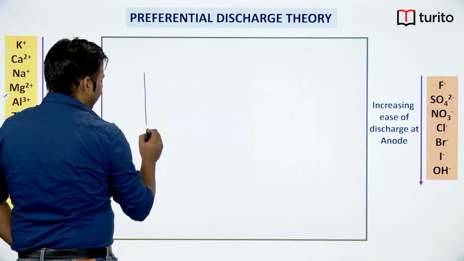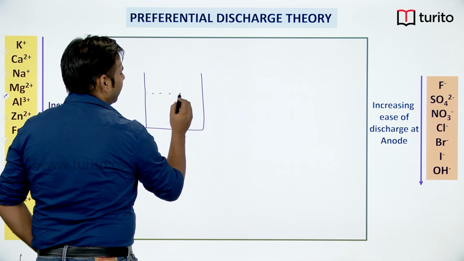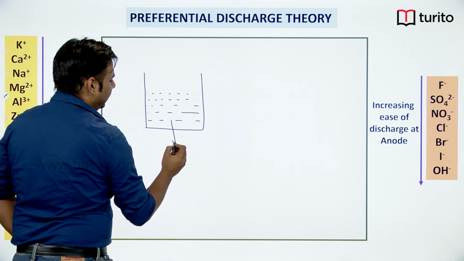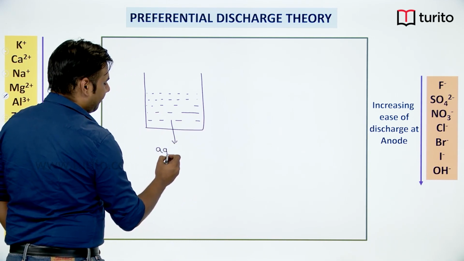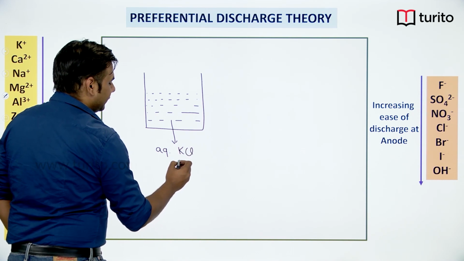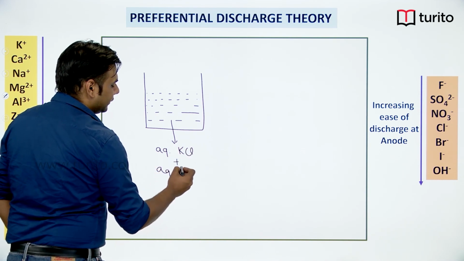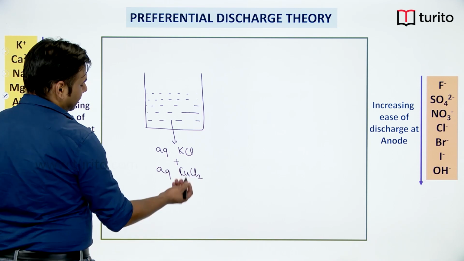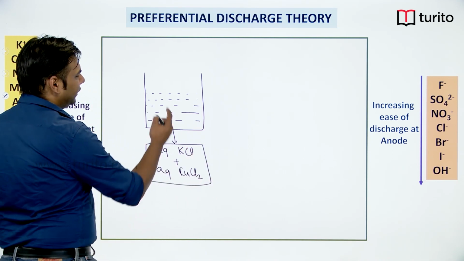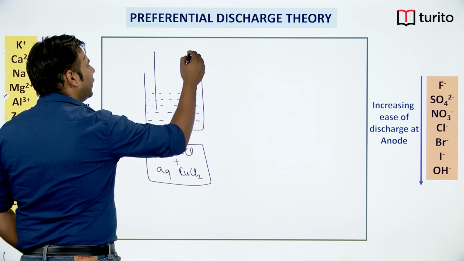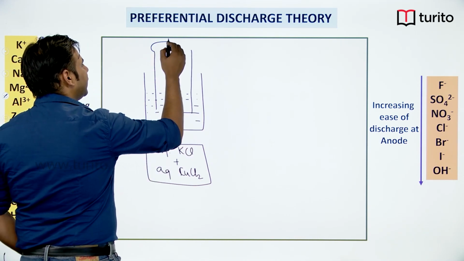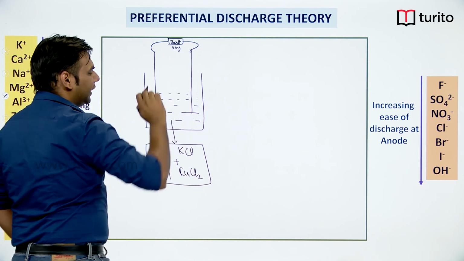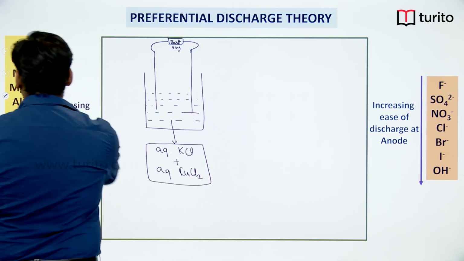Suppose we are having a container or an electrolytic cell. Now suppose in this we are having aqueous KCl and aqueous CuCl2, and these are the two salts that are present in this solution. Now we have dipped two electrodes in it, we have connected it with an external battery, and we are passing current into the solution. So what will happen over here?